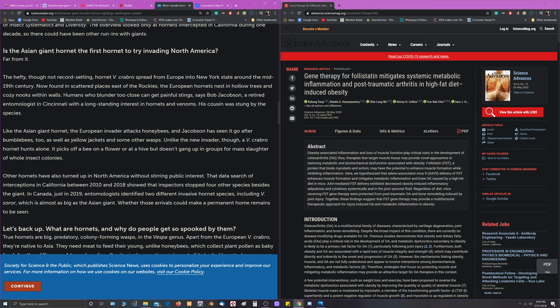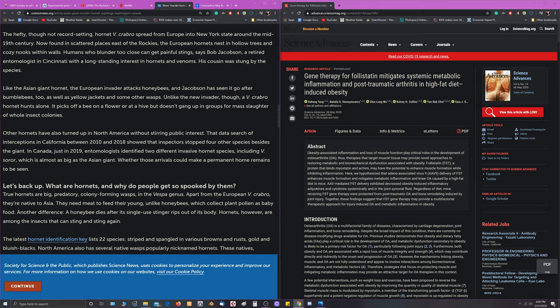Other hornets have also turned up in North America without stirring public interest. The data search of interceptions in California between 2010 and 2018 showed that inspectors stopped four other species besides this giant. In Canada, just in 2019, entomologists identified two different invasive hornet species, including V. soror, which is almost as big as the Asian giant. Whether those arrivals could make a permanent home remains to be seen.